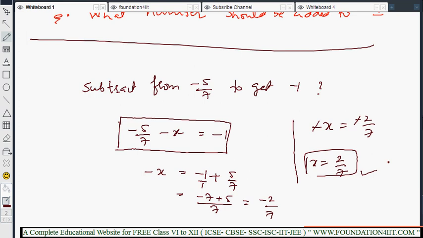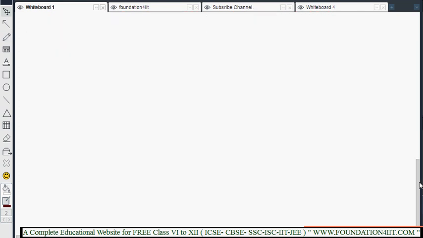So this is the subtraction of rational numbers. We can see some similar properties in this, like addition, but in subtraction the commutative property does not exist. So some properties do not exist, so I'm not discussing all the properties. Now let us see multiplication of rational numbers.